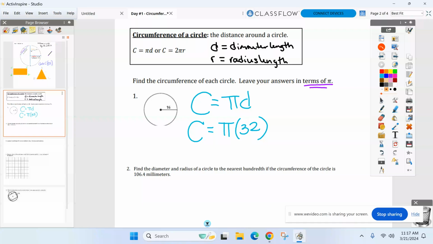All right, I don't want to see whatever 32 times pi is. I want to leave pi in your answer like it is right now. So this would be an acceptable answer in terms of pi.